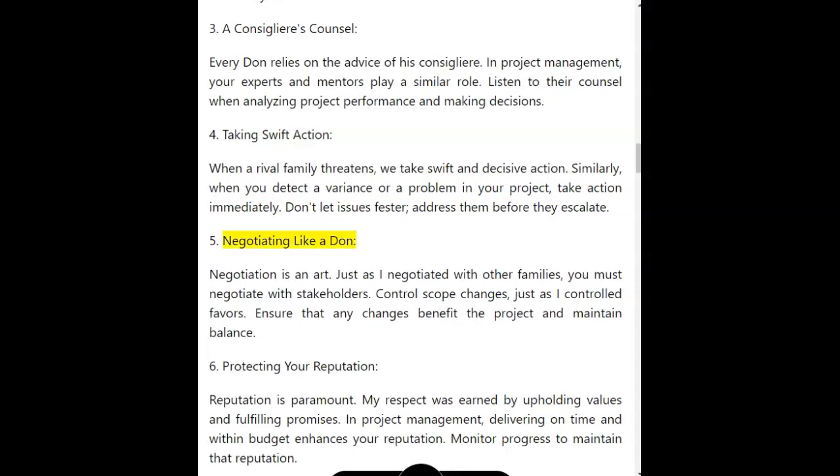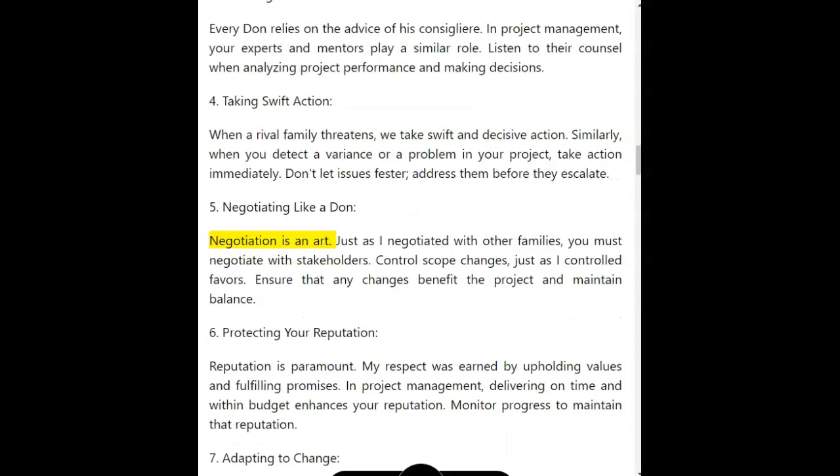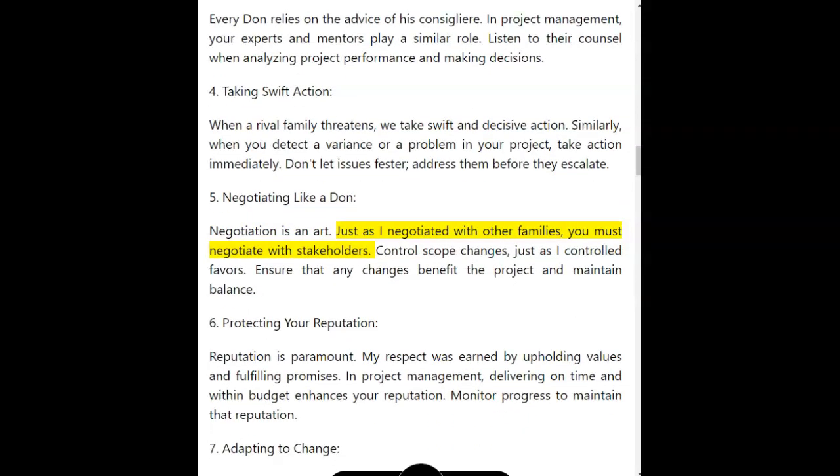5. Negotiating like a Don. Negotiation is an art. Just as I negotiated with other families, you must negotiate with stakeholders.